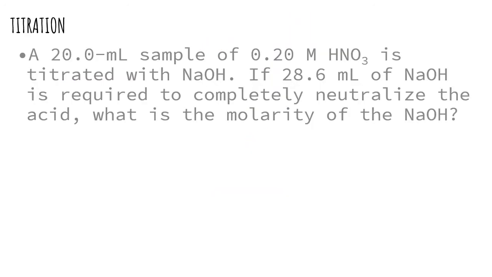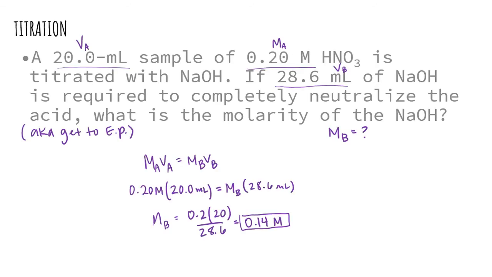All right, so for this next problem, let's pause the video, take a minute, try to identify which parts you have of MAVA equals MBVB, and solve for the missing one. You should have figured out that you were solving for the molarity of the base. So we plugged in the volume of the acid, the molarity of the acid, and the volume of the base, we solve, and we get that the molarity of the base had to have been 0.14 molar.